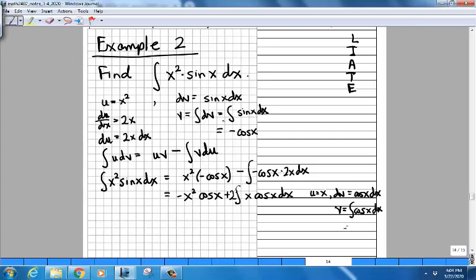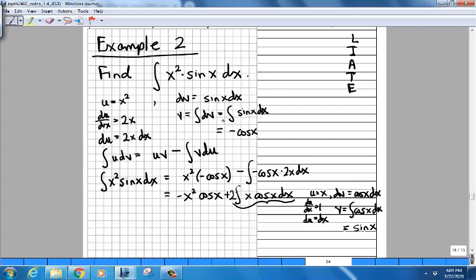So here we've got the v, right? Now, what about the du? Well, if u is equal to x, that means that du dx is equal to 1, or multiplying both sides by dx, we get du is equal to dx. Oh, great. So now, to find this antiderivative, we're going to, again, use that same integration by parts formula.